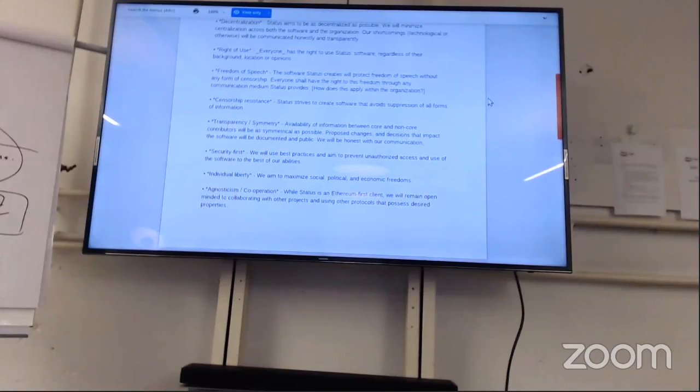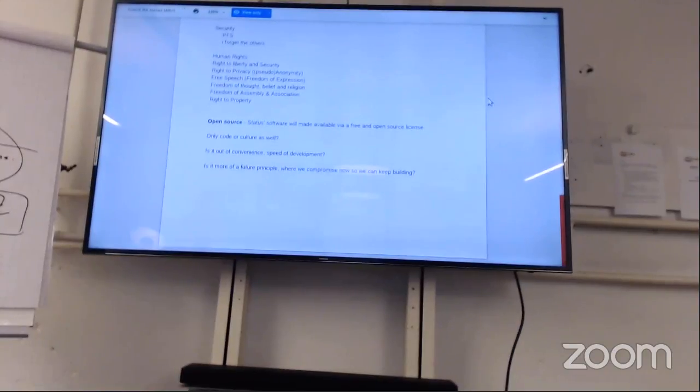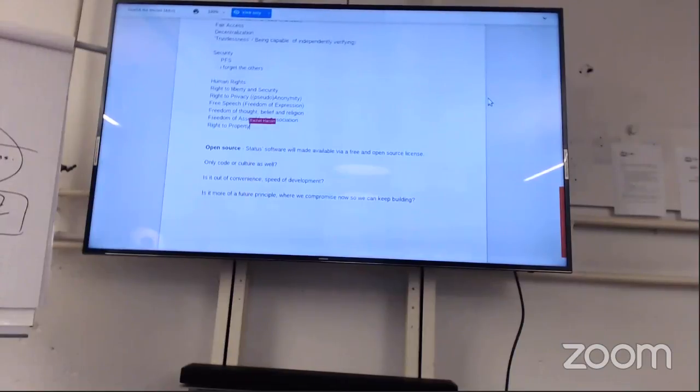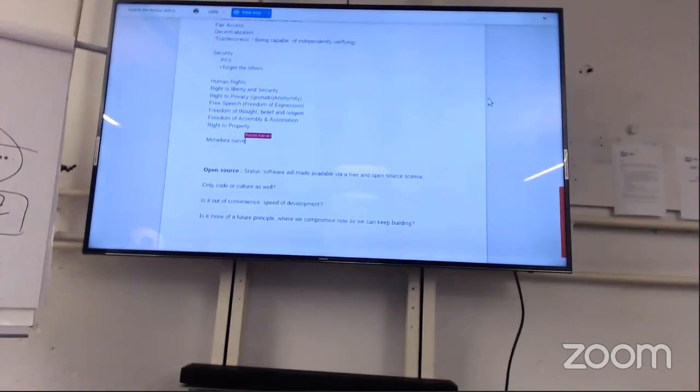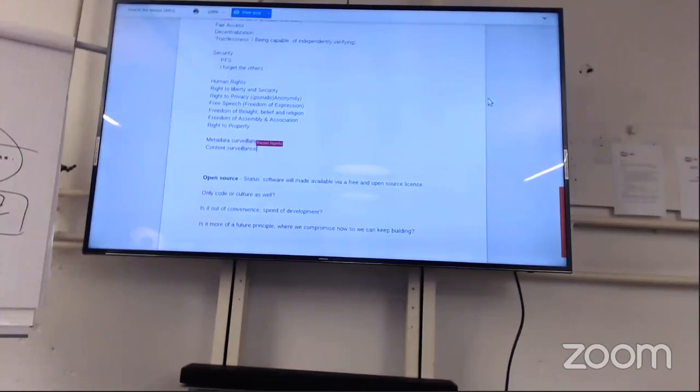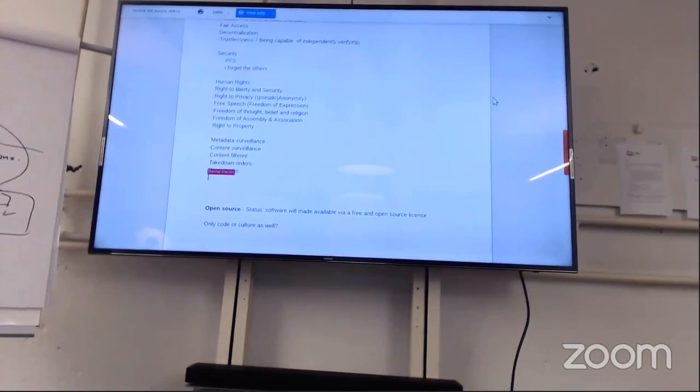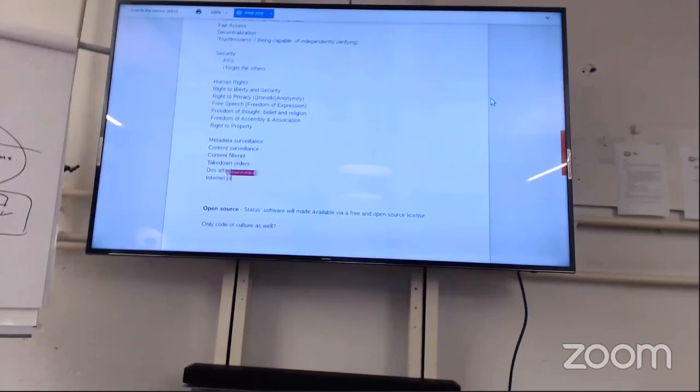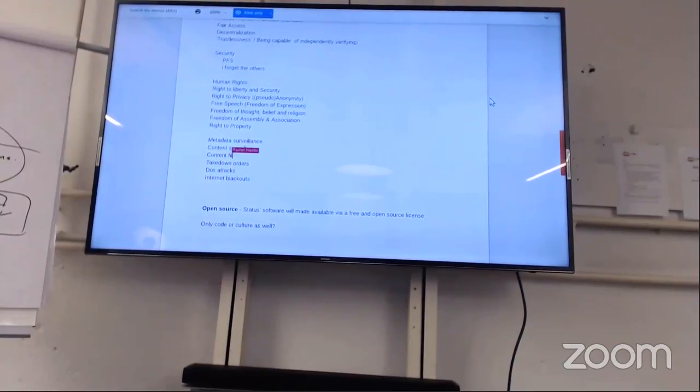I think it all belongs in the pile of things, right? I can just read them out from the threats that they are targeting: metadata surveillance, content surveillance, content filtering, takedown orders, denial of service attacks, and internet blackouts. Some of them could probably be clustered, and some could all fit in with censorship, for example. But they are different types of principles. I think this would be valid, and they're probably a more tangible expression of some of these loftier ideas.